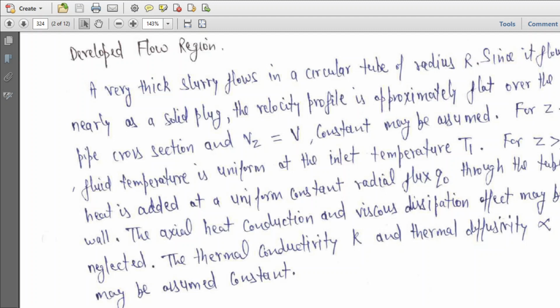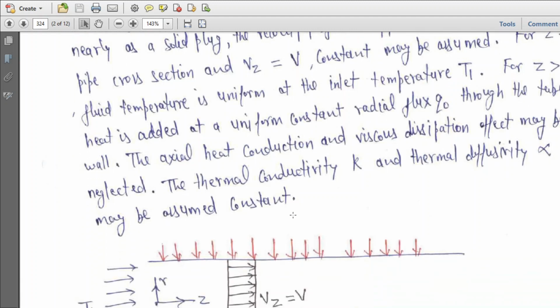For Z greater than or equal to 0, heat is added at uniform constant radial flux Q0 through the tube wall. Axial heat conduction and viscous dissipation effect may be neglected. Thermal conductivity K and thermal diffusivity alpha may be assumed constant. So this is the problem statement.